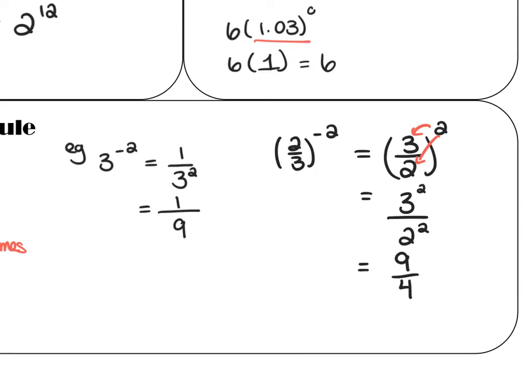Okay, those are the basic exponent rules, which you're going to need for today's lesson. So go ahead, have some fun, try out the examples, and if you have any questions, just let me know.